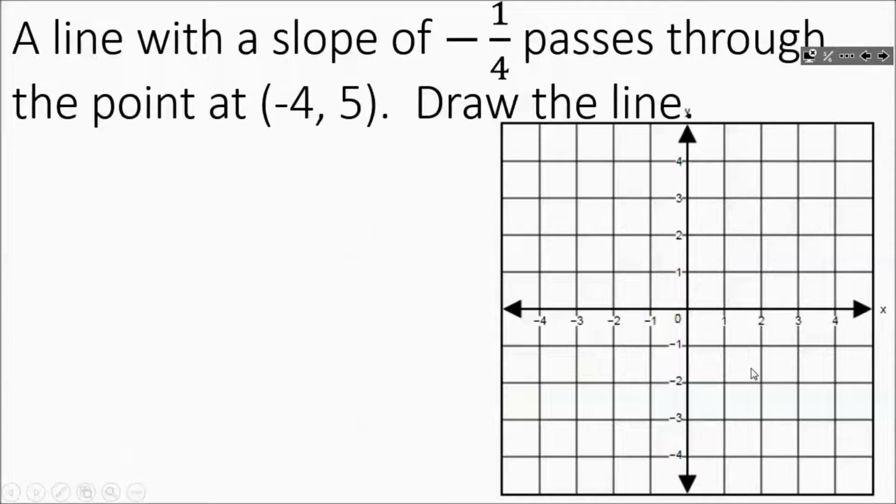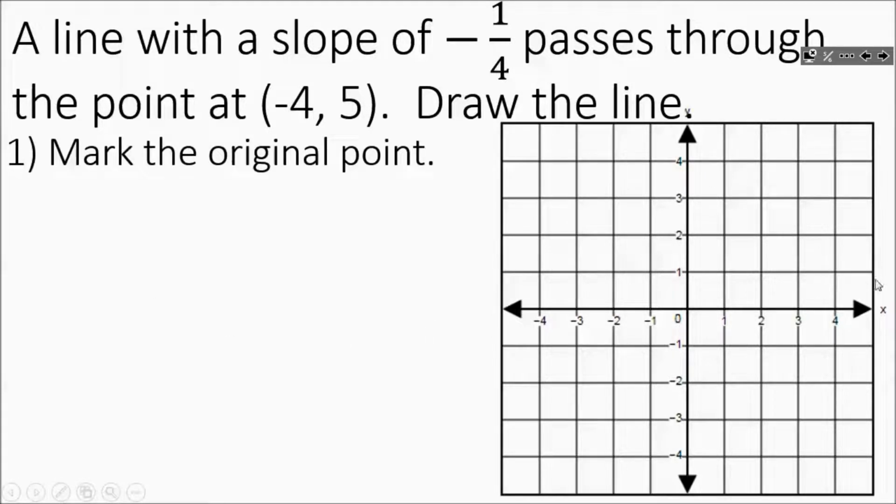We have a line with a slope of -1/4 passing through the point at -4, 5. We're going to draw the line. Okay, so we find our original point. -4, 5 is going to be in quadrant 2 over here, way up here. That lines up with -4. Over here, the y value of +5 is over here.